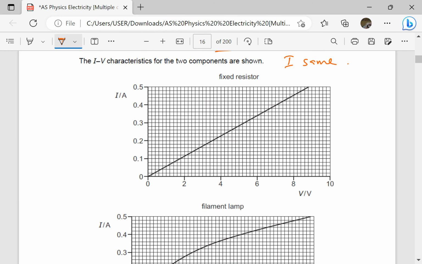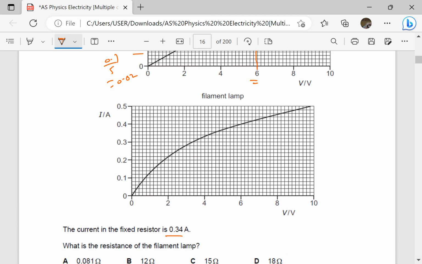So let's first look for 0.34. The scale here is 0.1 divided by 5, which is 0.02. So 0.34 is here, and it gives us a PD of 6 volts. Then the current in the filament lamp should also be 0.34, and it is giving us 4.2 volts. So this was 6 volts and 4.2 volts.